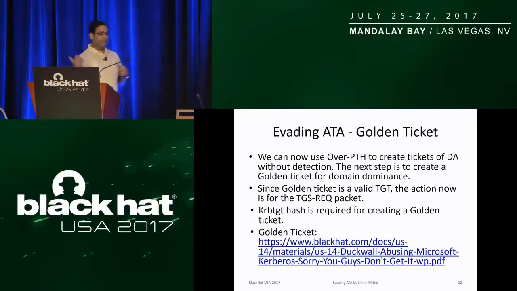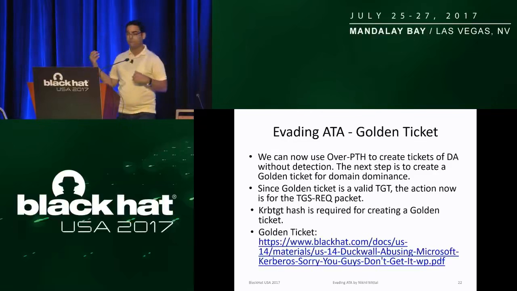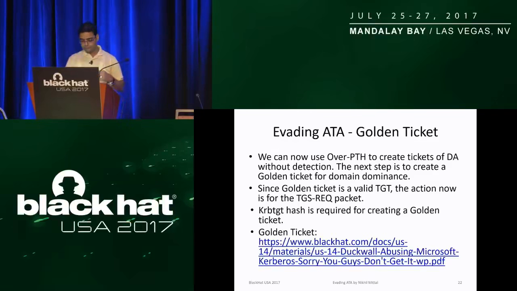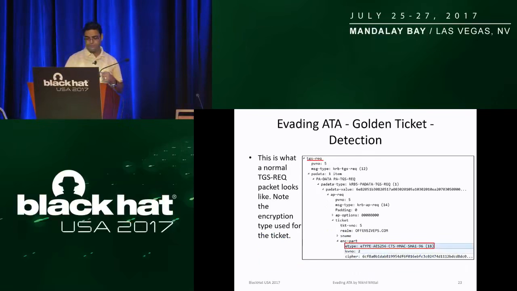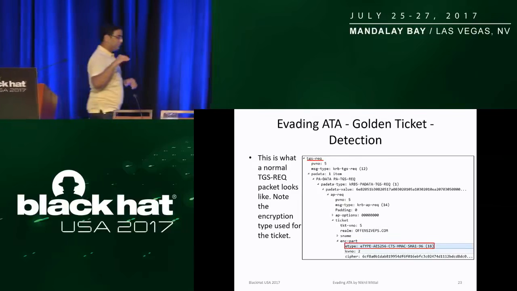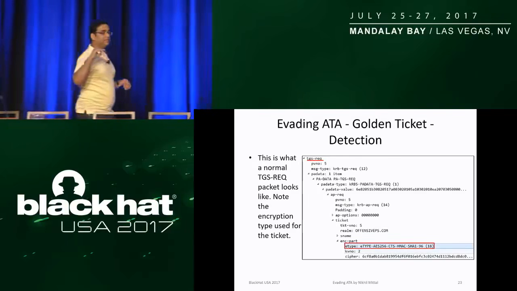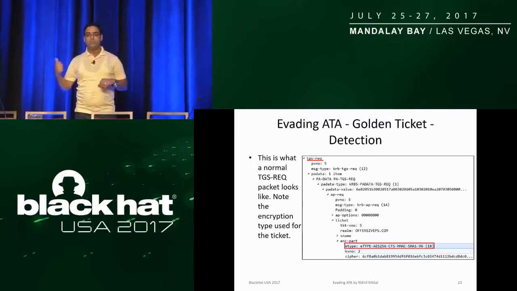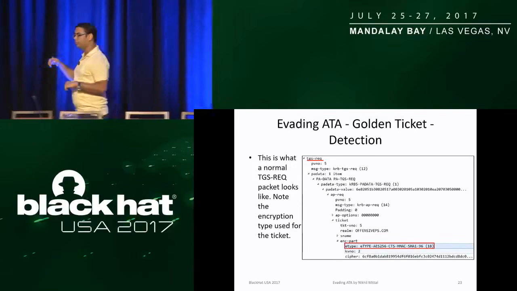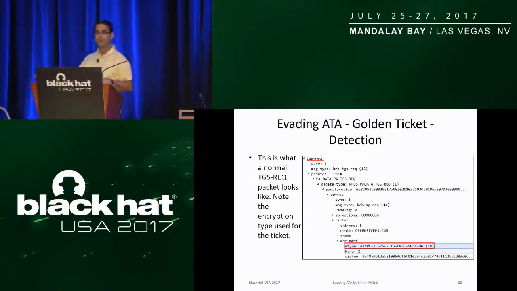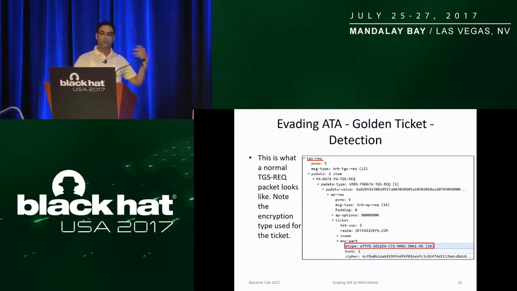Now, because it's a valid TGT, the action now moves to the TGS-REQ packet, and it looks like this, a normal one. This is how a normal golden ticket looks. And one thing I would like to emphasize is that the golden ticket's persistence is based on a non-changing Kerberos TGT password. That's the trust anchor point. If the Kerberos TGT password is rolled a couple of times, then your golden ticket attack will fail. So with that, this is how a normal TGS-REQ packet looks.